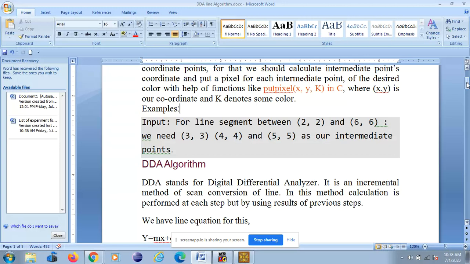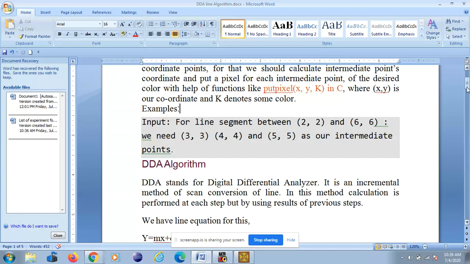In this method, the calculation is performed at each step to calculate the intermediate point, and at each step the calculation is based on the previous result which we got in the previous steps. In detail we will study this in the theory class also, but here you should understand a little bit of the basic idea behind the DDA line algorithm.